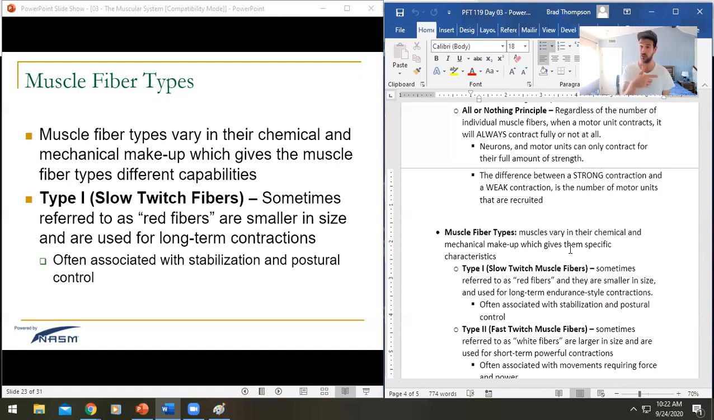Like earlier when we were looking at this in the nervous system, what was it, two days ago? About 1 to 22 milliseconds.